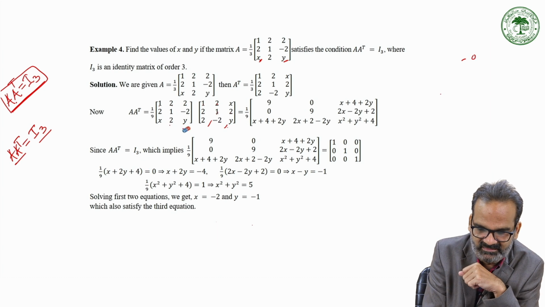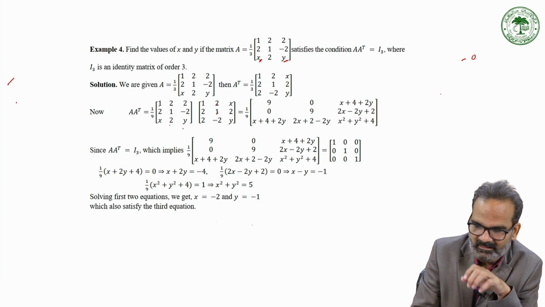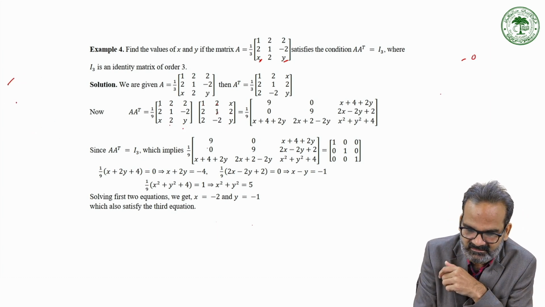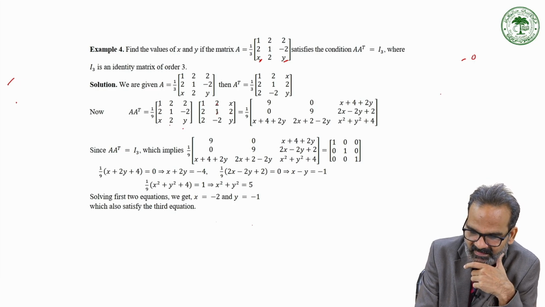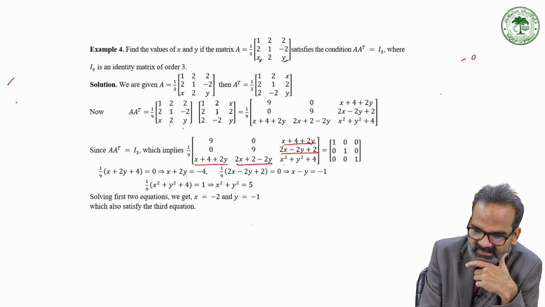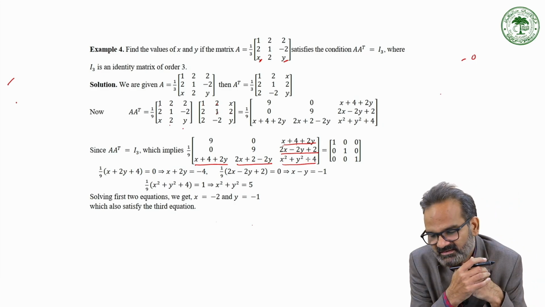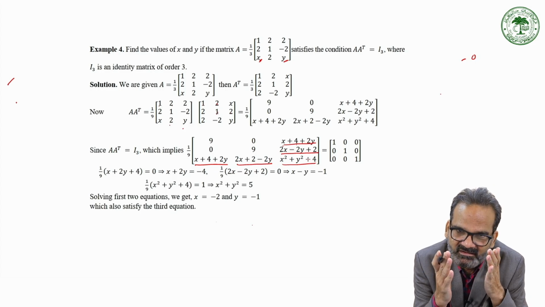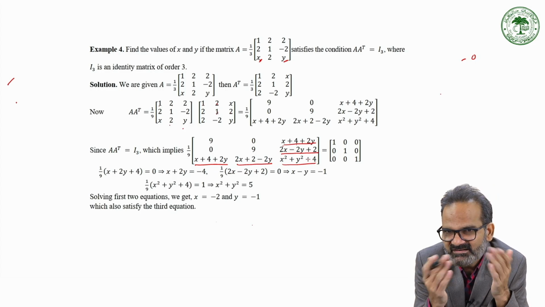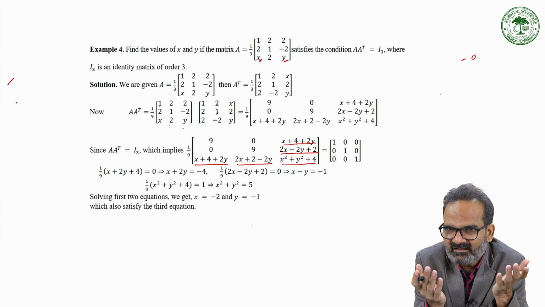See how we will equate the elements. We want to calculate the values of x, y, z. See, x plus 4 plus 2y, x plus 4 plus 2y, these two elements are the same. Twice x minus 2y plus 2, twice x minus 2y plus 2, and this is x square plus y square is equal to 4. So we can equate either the elements of the third row or the elements of the third column because they are the same, right.